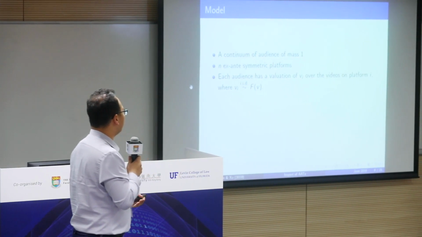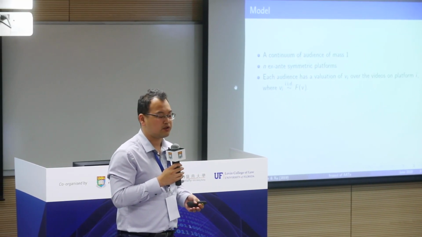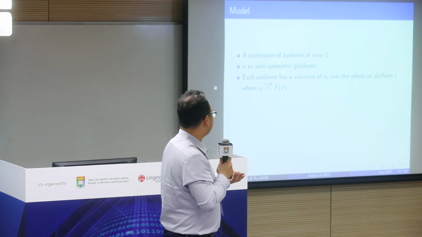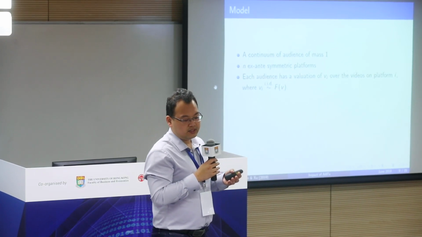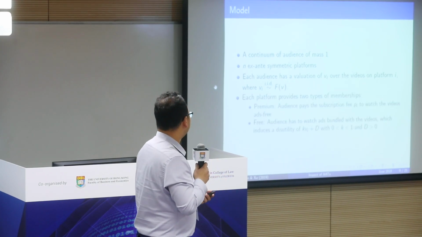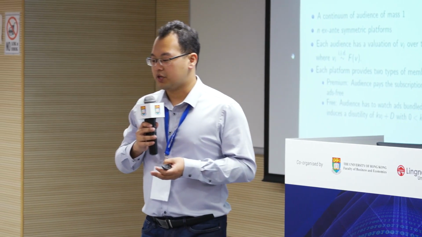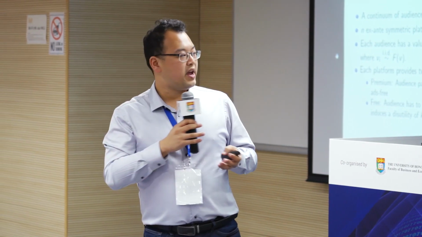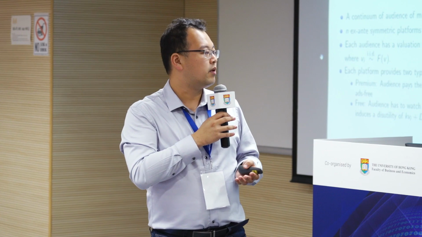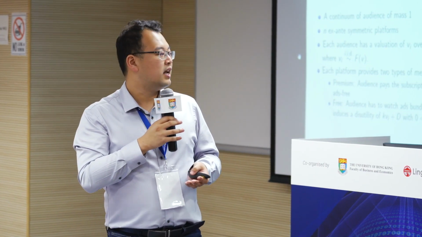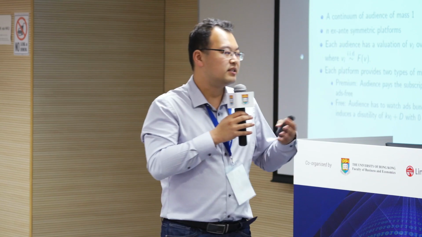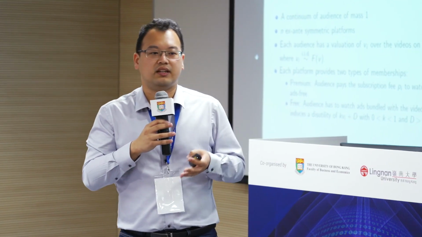We assume that there is a continuum of audience of mass 1 and there are n symmetric platforms. Each audience member has a valuation V_i for the videos on platform i, where V_i is i.i.d. following the distribution F_V, independently across individuals and across platforms. Each platform provides the two types of membership that I mentioned. For the premium one, the audience pays the subscription fee P_i determined by the platform to watch the videos ad-free. For the free membership, the audience has to watch the ads bundled with the videos, and the ads induce a disutility that we measure as K V_i plus D. So K is related to your valuation, and D is not related.